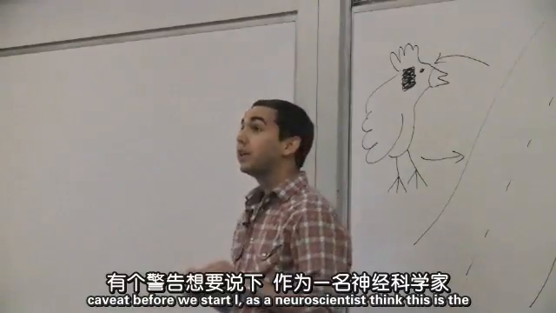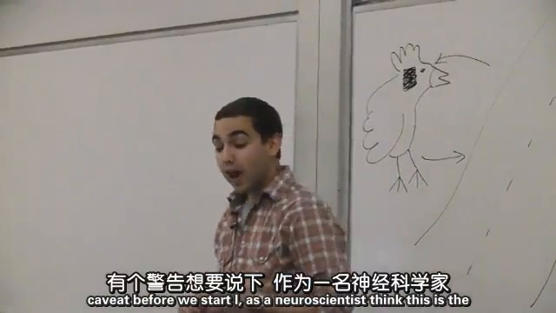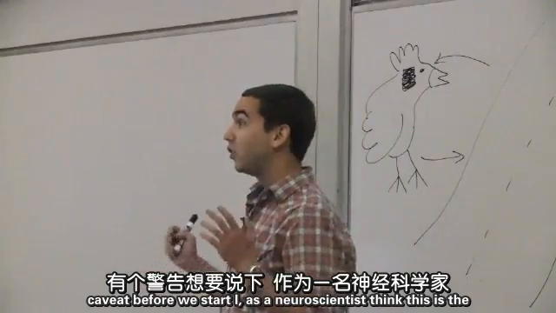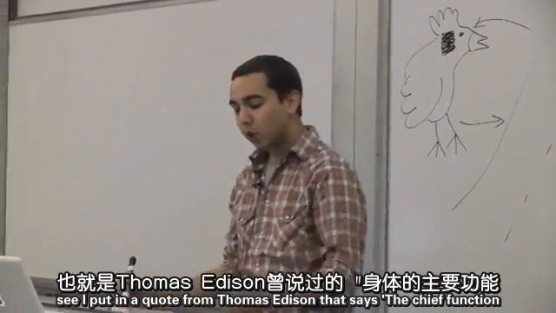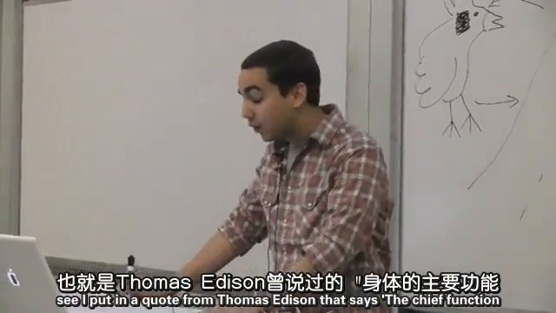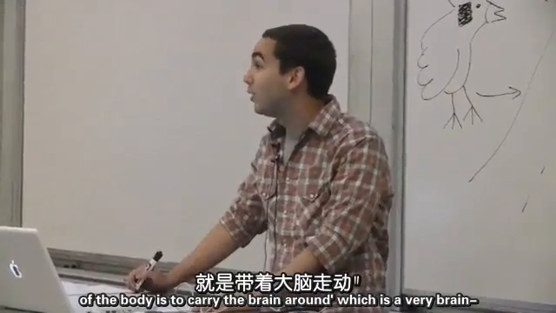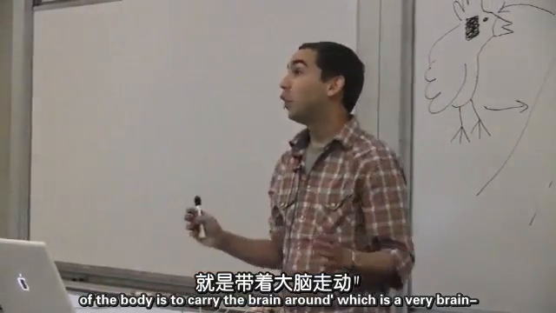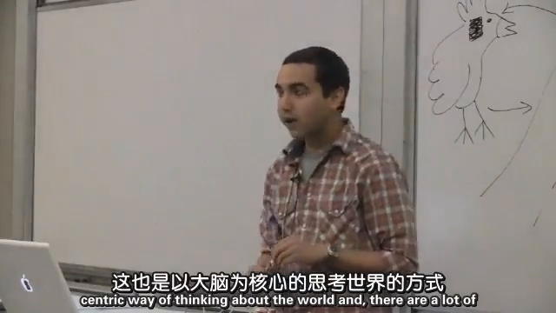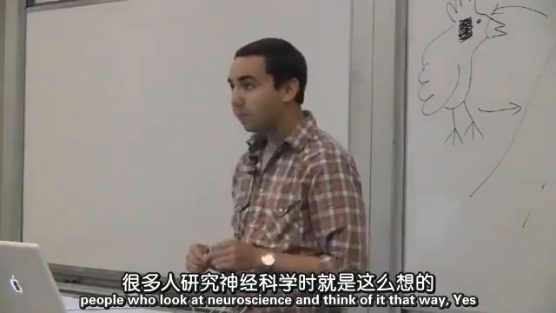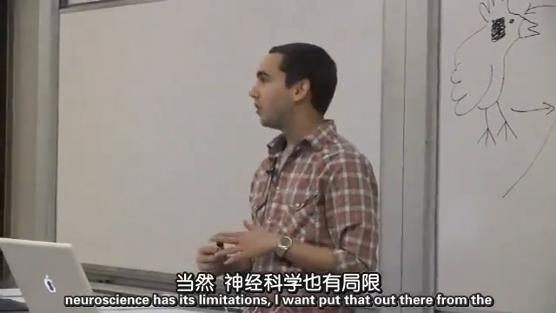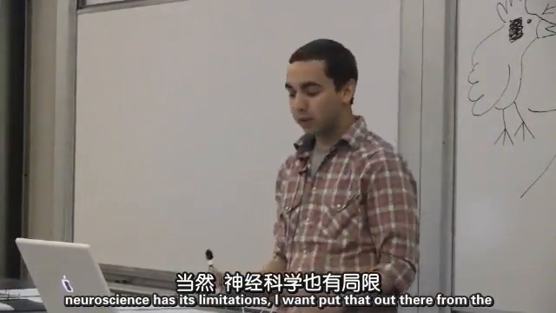And just as a caveat before we start, I, as a neuroscientist, think this is the coolest discipline out there, better than all the others. And you'll see I put in a quote from Thomas Edison that says the chief function of the body is to carry the brain around, which is a very brain-centric way of thinking about the world, and there are a lot of people who look at neuroscience and think of it that way. Yes, neuroscience has its limitations. I want to put that out there from the beginning.